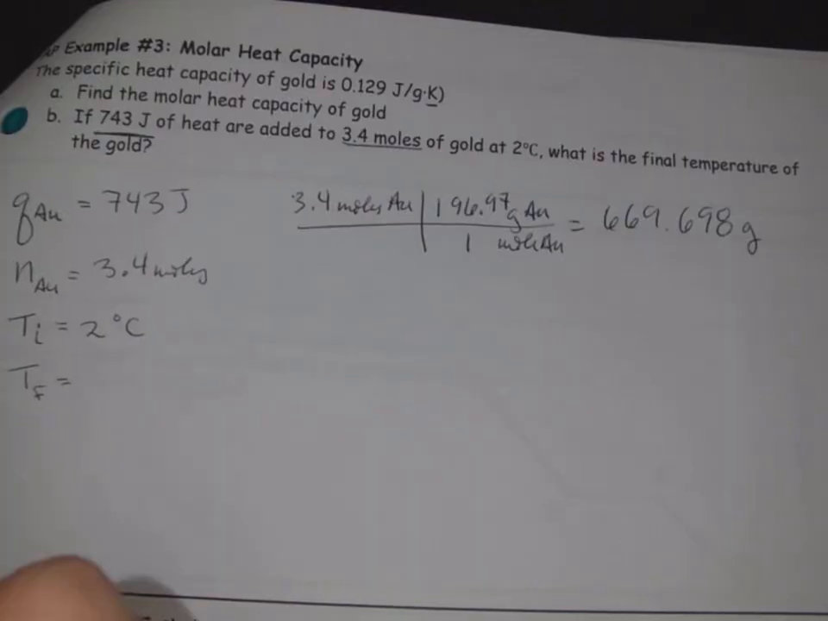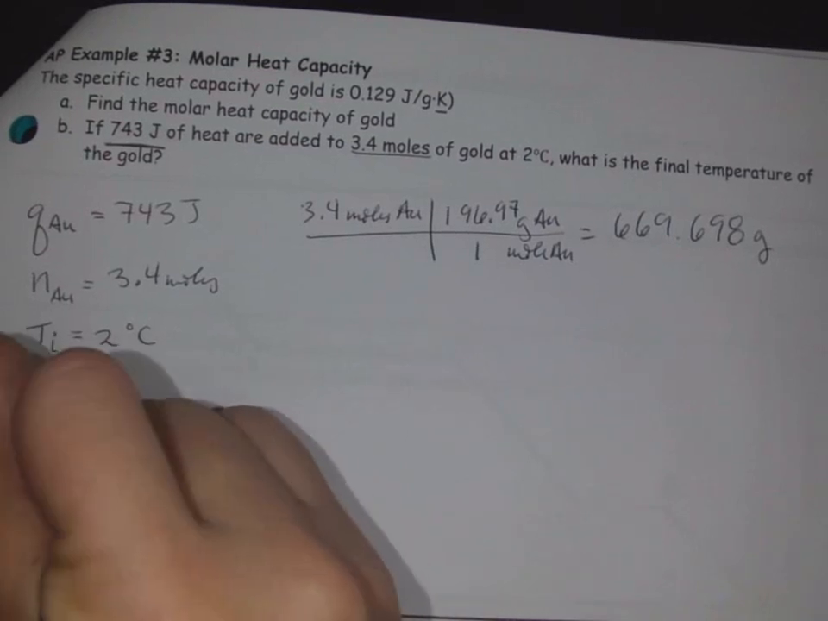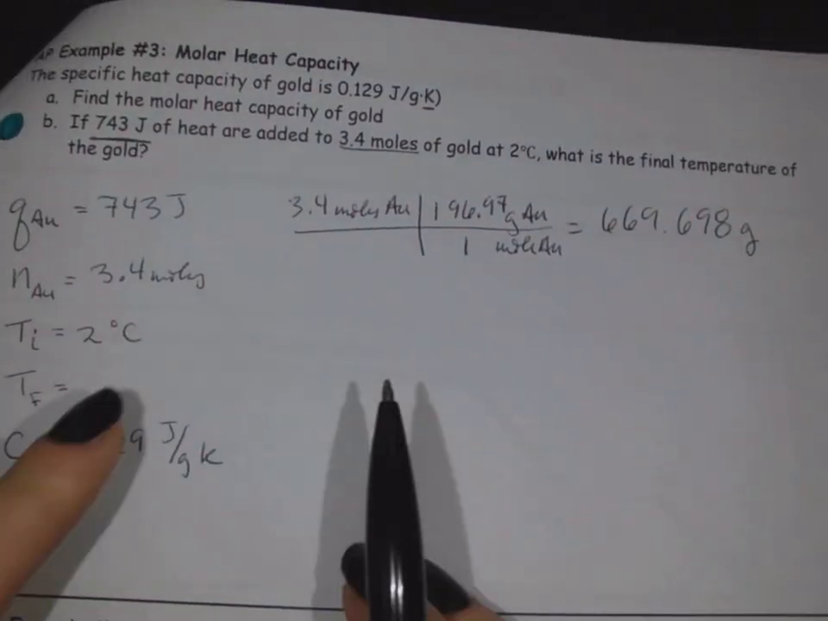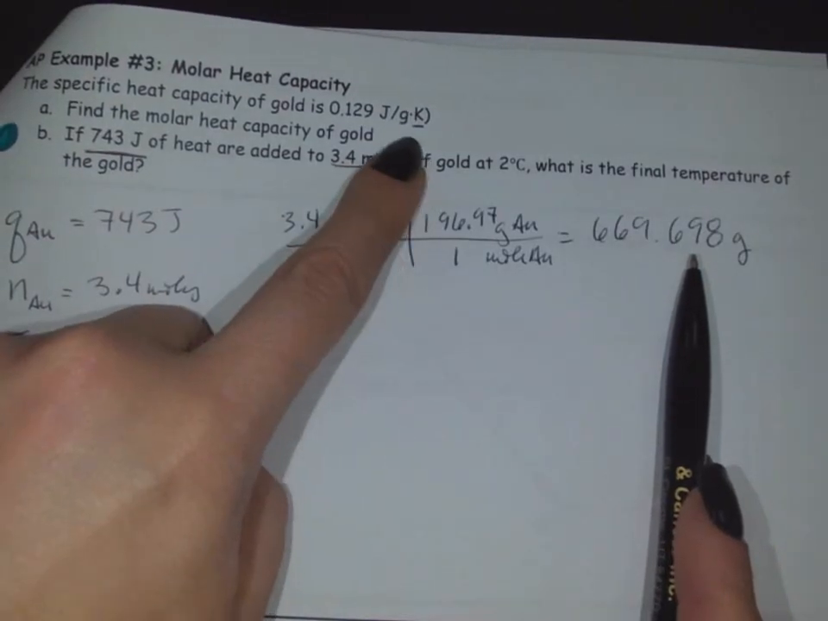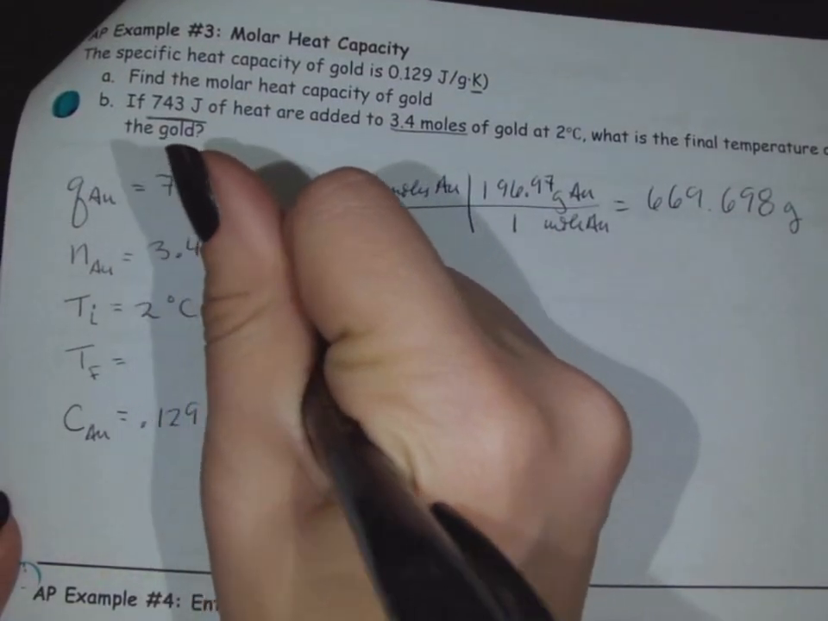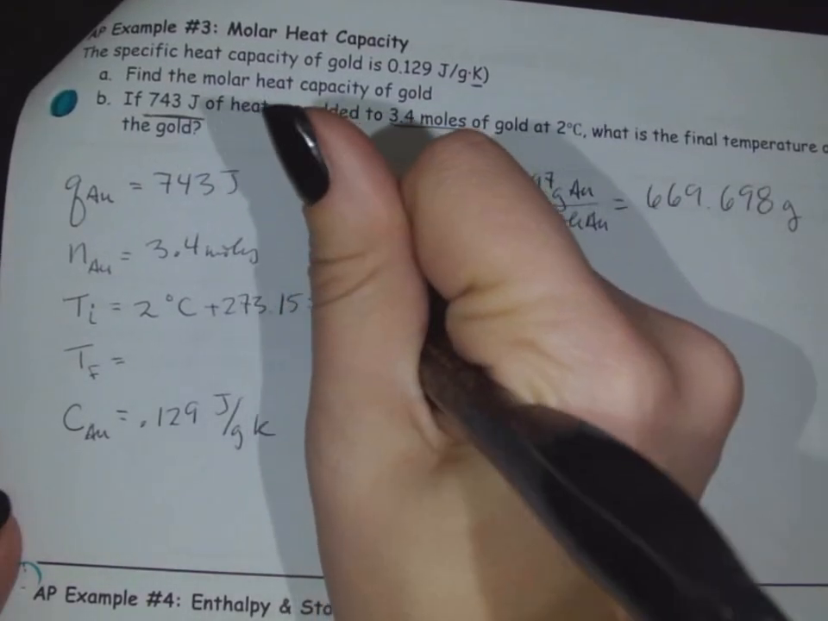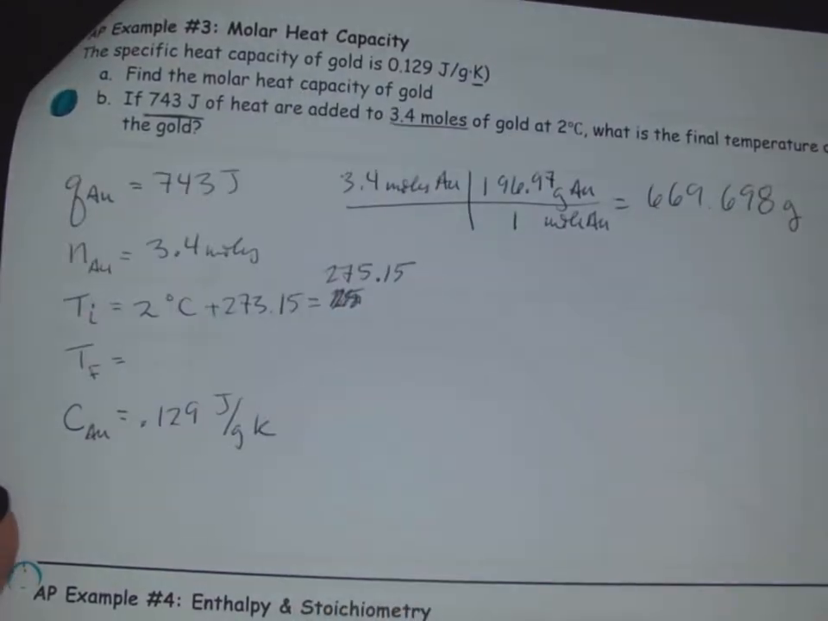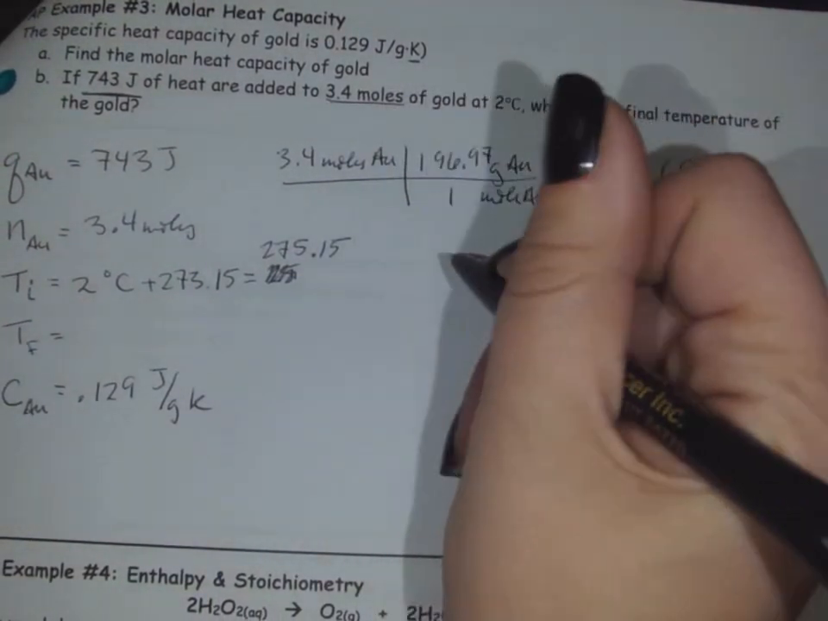I'm solving for temperature final, and I know that my heat capacity for the gold is 0.129 joules per gram Kelvin. So I'm looking at these units and making any changes that I need to. I had moles, so I convert it to grams. I have Celsius, so I'm going to convert it to Kelvin. So that would be 275.15 Kelvin. Great.